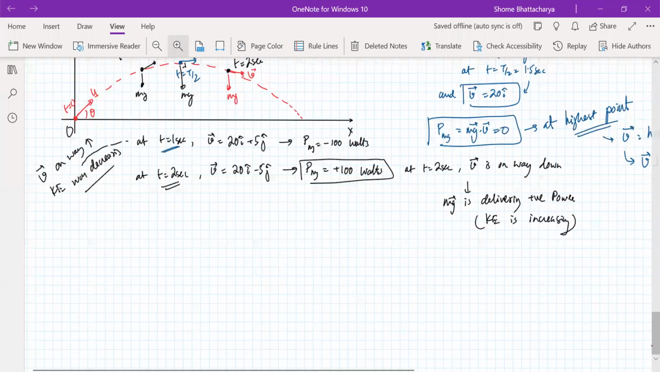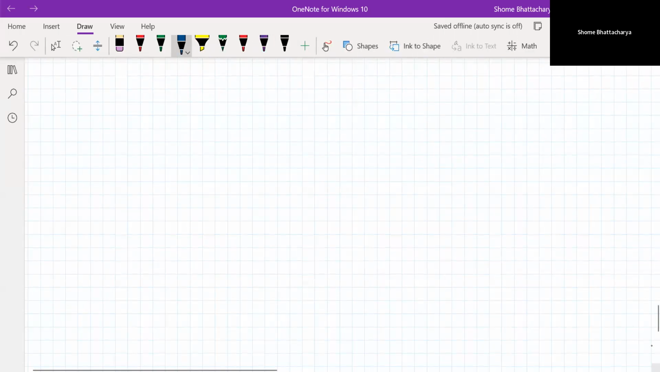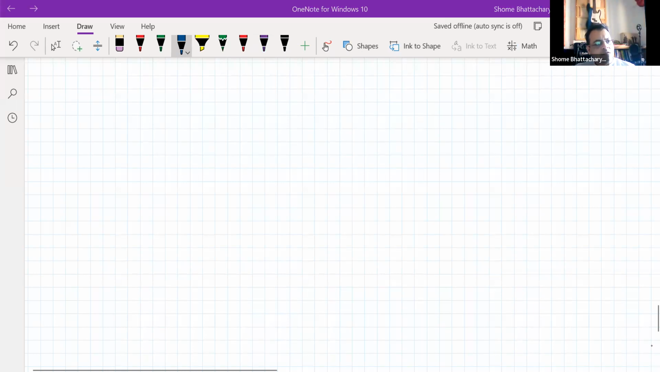Okay, now one additional type of question we'll see, and we'll see two questions based on this, is when we have a circular motion involved. Okay, so we'll start with this.